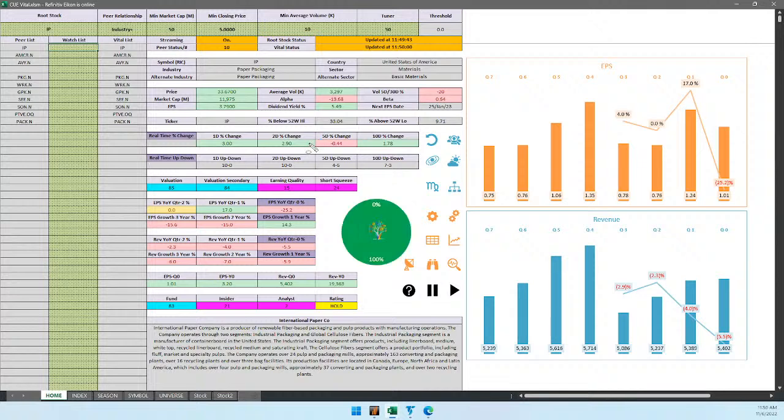IP, I now generated a single stock scorecard, is undervalued. Secondary valuation is also undervalued. Funds are accumulating. That is nice to have. This is very strong.